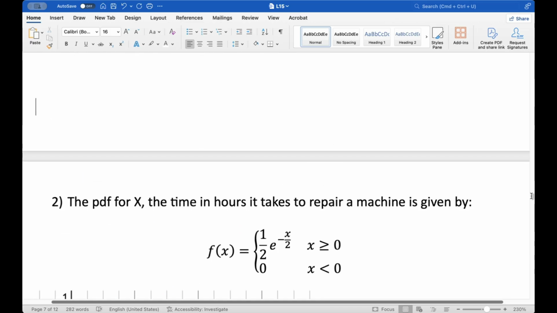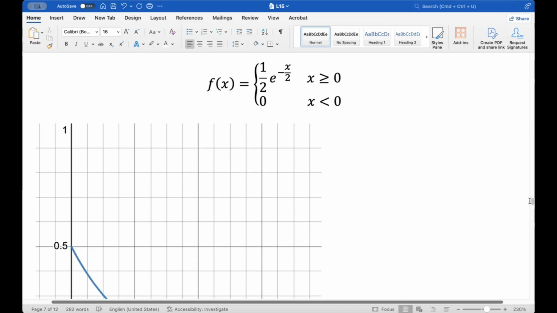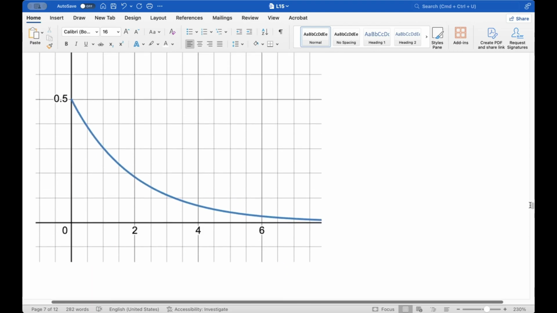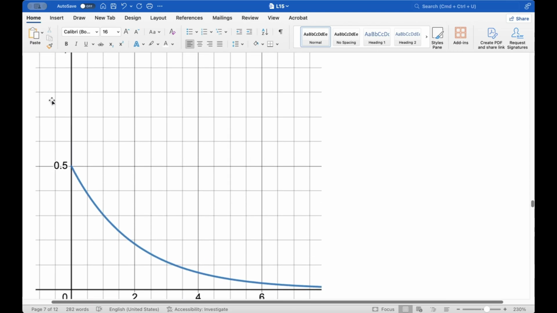So the non-zero portion here is starting when x is greater than or equal to 0. It's 1/2 e to the minus x over 2. So it's an exponential function with an e to the minus x, so it's going to be a decreasing function here. It's the regular e to the x graph reflected over the y-axis.